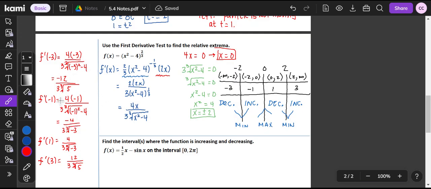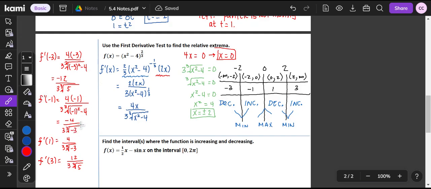Now, for you guys, it's okay if you use a calculator, but I do want to walk you through real quick a couple of these because they're a little misleading. So first of all, when I plug in -3 into the derivative, I end up with a -12 on top and a +3 cube root of 5 on the bottom. So this is negative divided by positive. This is a negative number. That's why it is decreasing on that interval.